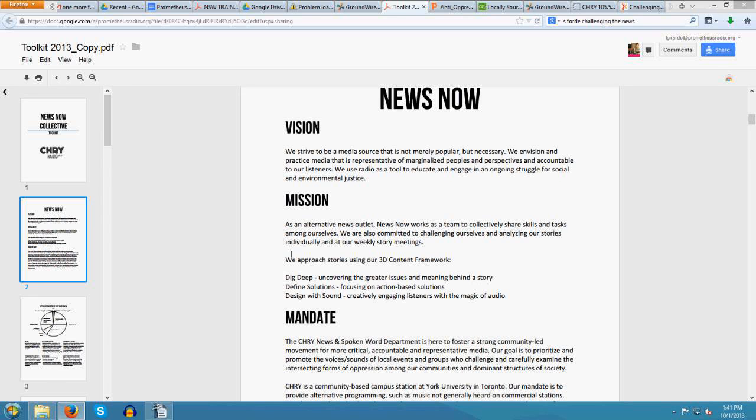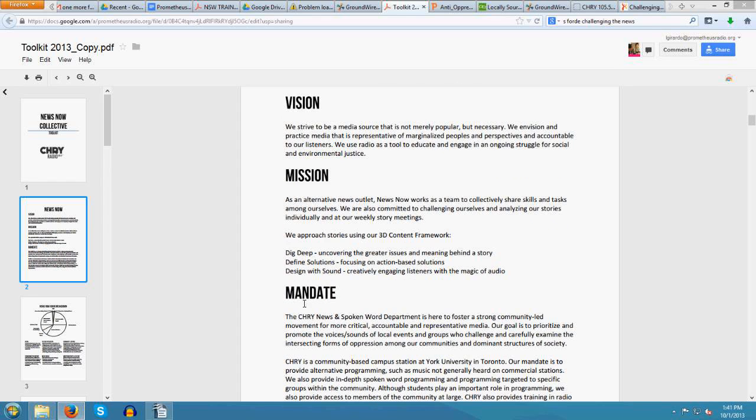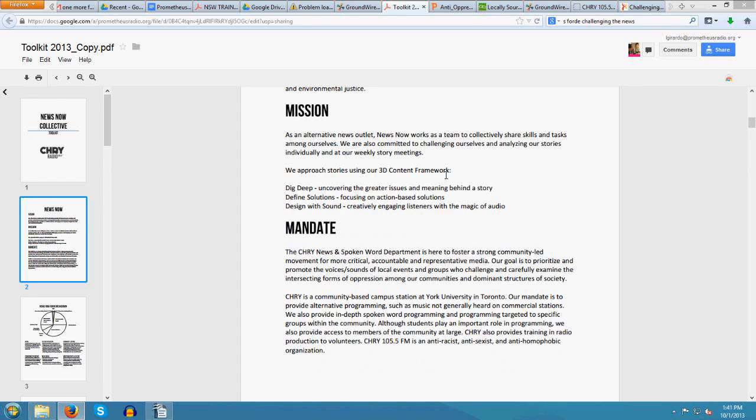We also approach our stories using a framework we call 3D content. It's called 3D because there are 3 Ds, and it's a catchy way of reminding us what our goals are. The first one is dig deep, uncovering the greater issues and meaning behind the story. The second one is what we call define solutions, which means focusing on action-based solutions in the community. And the third one is design with sound, reminding us to creatively engage listeners with the magic of audio. Just to remind people, we're making radio.